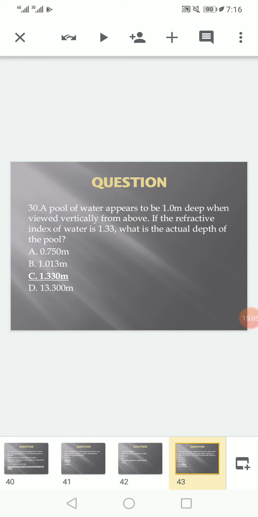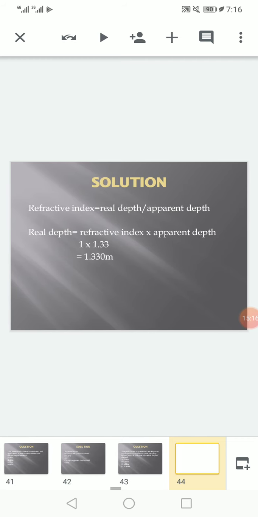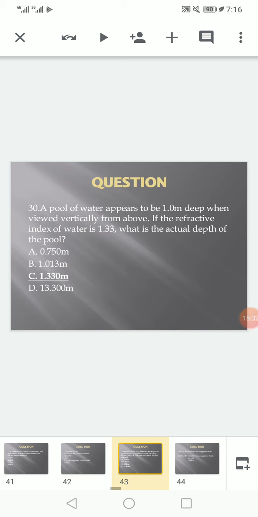This question says a pool of water appears to be 1.0 meter deep when viewed vertically from above. If the refractive index is 1.33, what is the actual depth of the pool? This one is refractive index is equal to real depth all over apparent depth. So real depth is equal to refractive index times apparent depth. So when you multiply refractive index times the apparent depth, it will give you 1.33 meter. So the answer is C.